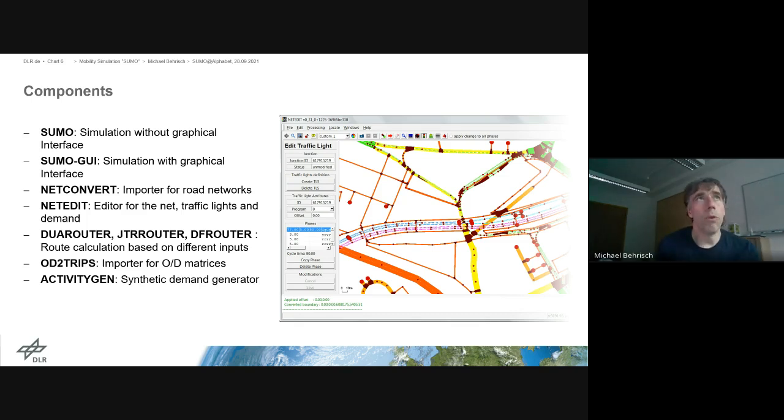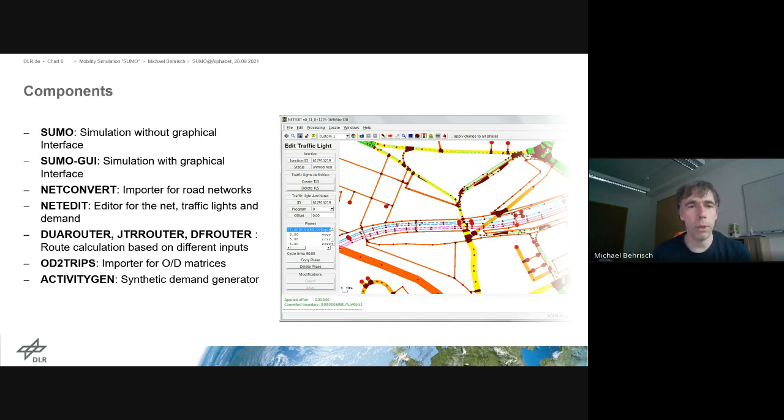So in SUMO, everything is basically XML in and XML out, but not everyone likes to edit XML files in the text editor. So for those people, we have the network editor, which also does demand editing. And NetEdit is just, by history, so to say. We have, of course, a lot of routing applications because we need to let the vehicles find their way through the network.